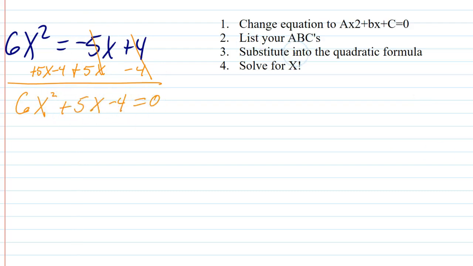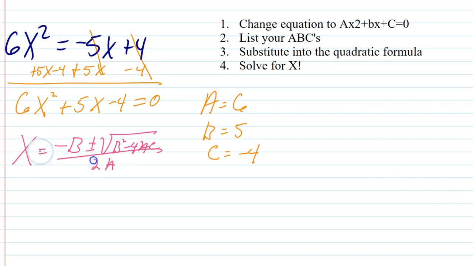Now I need to list the ABCs. The A value is equal to 6, the B value is equal to 5, and the C value is equal to negative 4. Now all you do is substitute into the quadratic formula. Remember that's negative b plus or minus the square root of b squared minus 4ac all over 2a. I'm just going to substitute the values in.